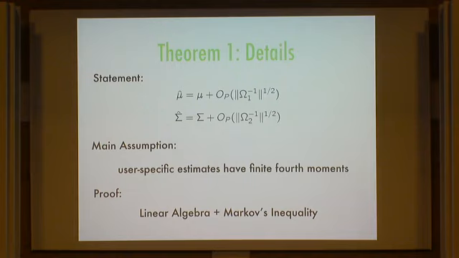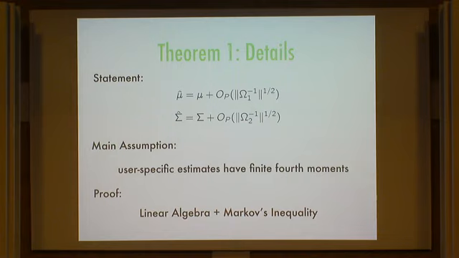Sorry, what is that? User-specific estimates have finite fourth moments? So unconditionally, the expectation of the norm of bi to the fourth has to be finite. That doesn't come straight from the model? Right, you don't need to assume normality, you're doing this without assuming normality.